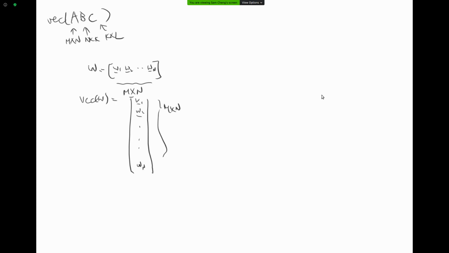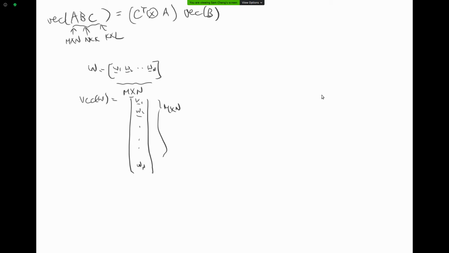The vectorization of the product of the matrices A times B times C will be equal to C transpose Kronecker product with A, multiplied by the vectorization of B.